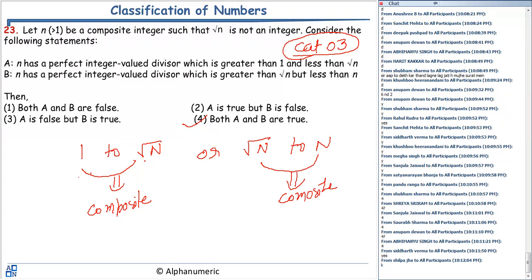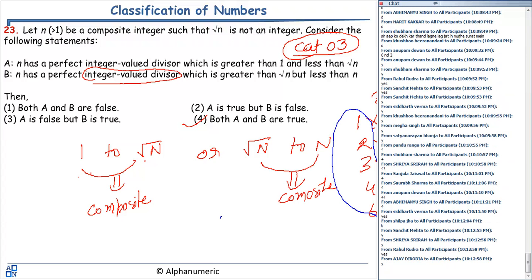Any doubts to anyone? We have discussed in the beginning that if there is one factor between 1 to root n, then there is definitely other factor between root n to n. For example, if I take 36, 36 can be written as 1 into 36, 2 into 18, 3 into 12, 4 into 9, and 6 into 6. So you can see the square root of 36 is nothing but 6. So 6 से less अगर कोई factor है, तो definitely there is one factor which is more than 6. तभी उन दोनों को multiply करके 36 आएगा. So the answer is both A and B are true. Can I move to the next question? Please give me a response.